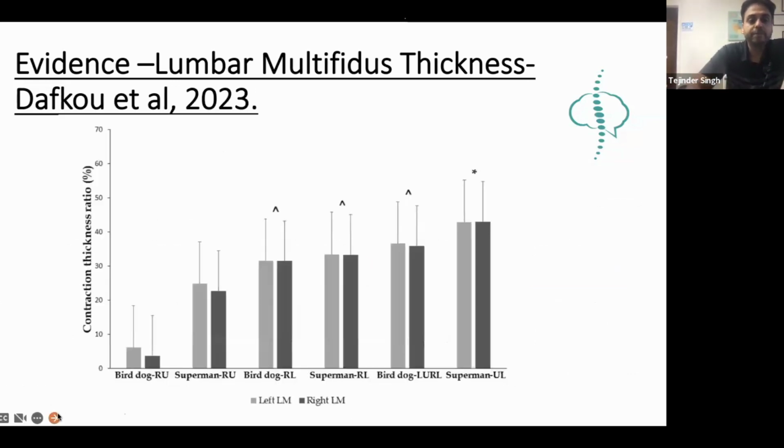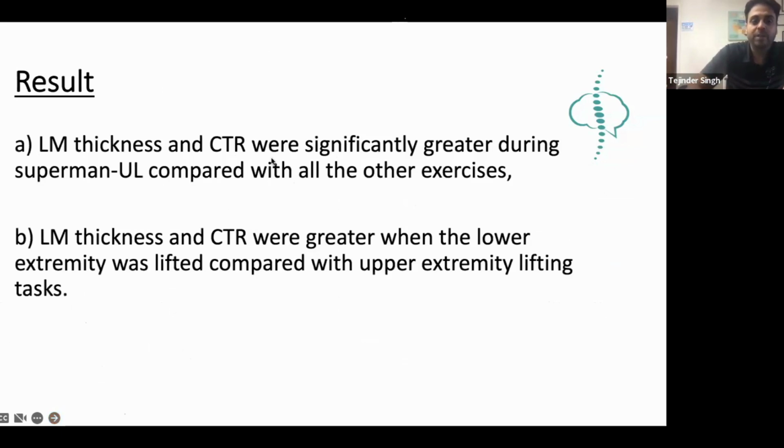When they compared upper extremity and lower extremity, they found that when you're training the muscle and trying to improve its thickness, you should encourage more lower extremity exercises compared to the upper extremity lifting task. And it doesn't matter whether it's quadruped or Superman position. That's what research says.